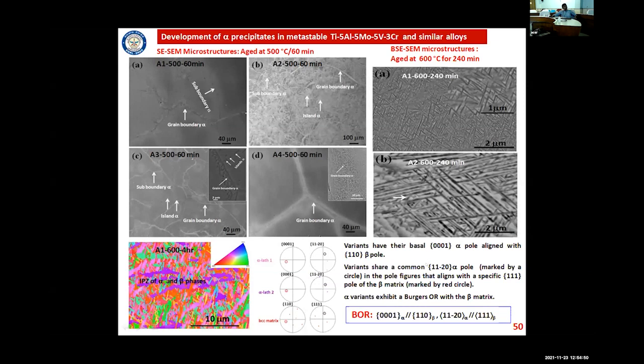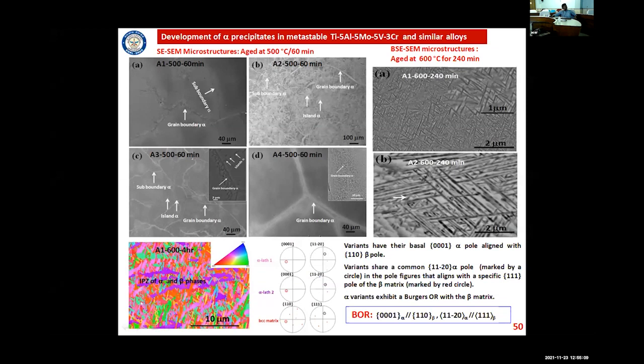You can see these layers here, and these alpha layers also act as nucleation sites for another alpha phase, which is called the secondary alpha. So this is the beta-based microstructure.